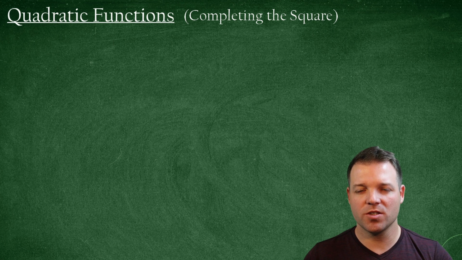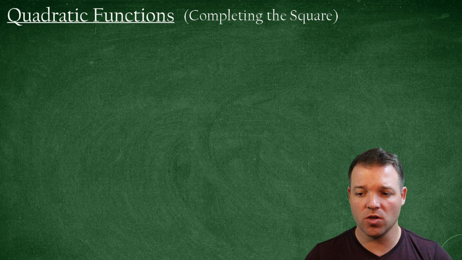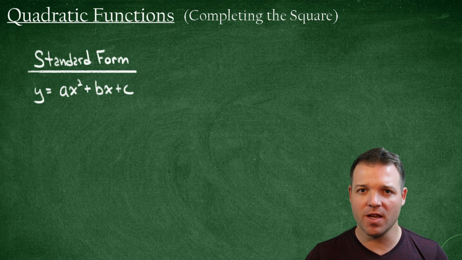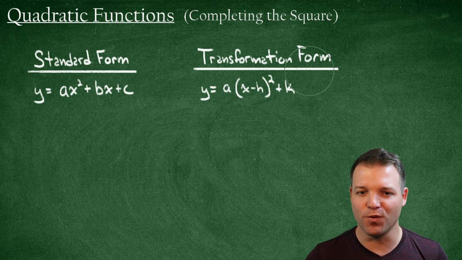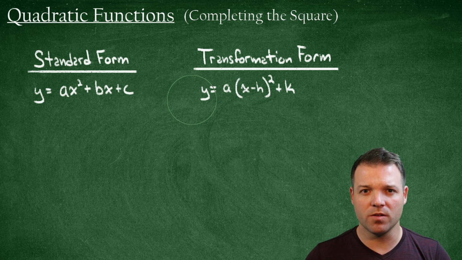Okay, so before we actually go over the method of completing the square, we need to know why we're doing it. So let's talk about the different forms for quadratic equations. First we have the standard form, which is just ax squared plus bx plus c, and you guys should be fairly used to this. But then we also have transformation form, which is y is equal to a times the quantity x minus h squared plus k. So what are some of the differences here, and what are some of the similarities, and what are the benefits, the pros and cons? So first of all, similarities.